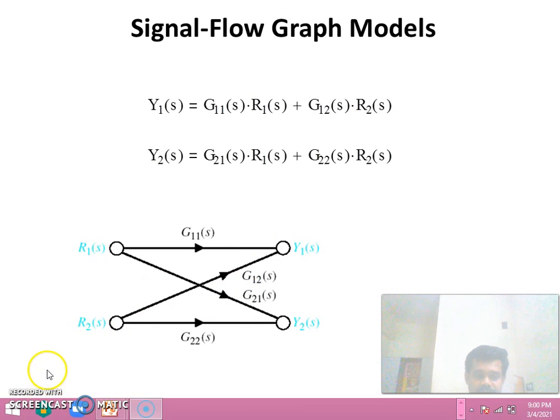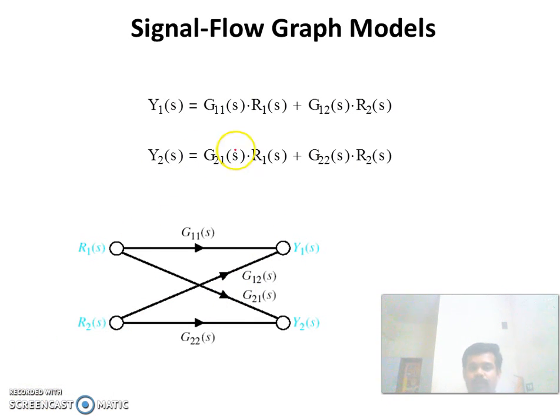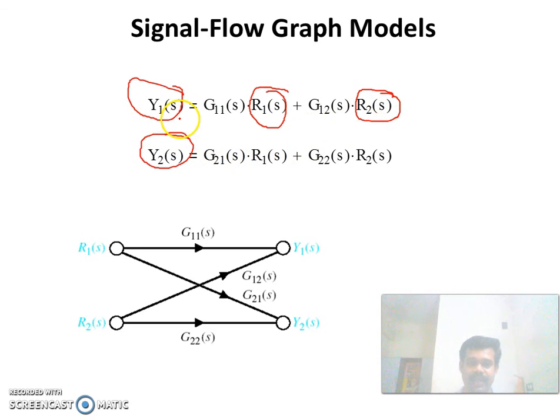So here you have two outputs Y1 and Y2 and two inputs. The inputs are R1 of S and R2 of S. So first you represent the input nodes and output nodes. This is the output node Y1 of S and this is the output node Y2 of S. Then you represent the input nodes. This is R1 of S and this is R2 of S.